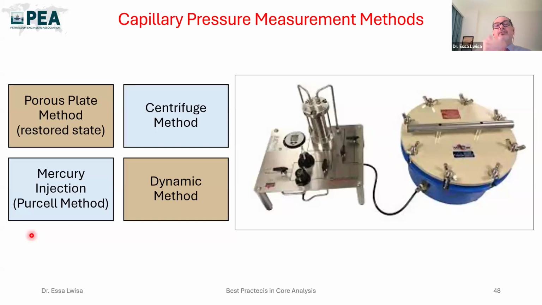That means you have to measure a big number of samples, and then you take the average, so your measurement will be representative. Also, there is another problem with mercury injection: the sample will be destroyed. You cannot use the sample to do anything else after injecting mercury into it.